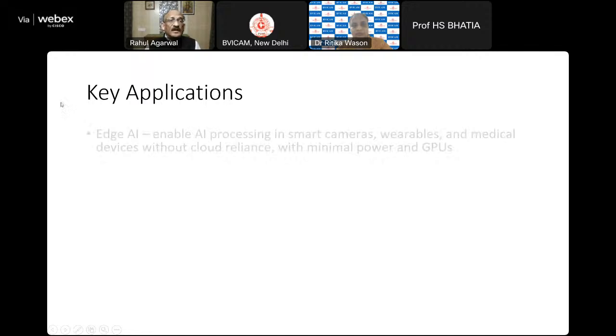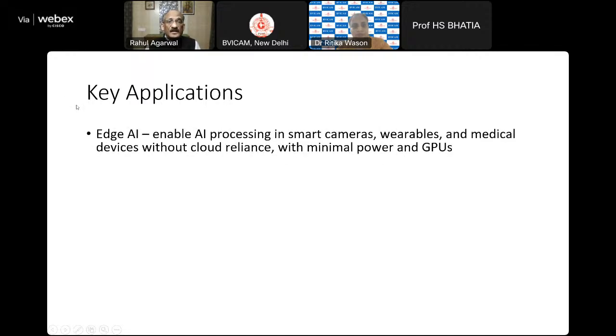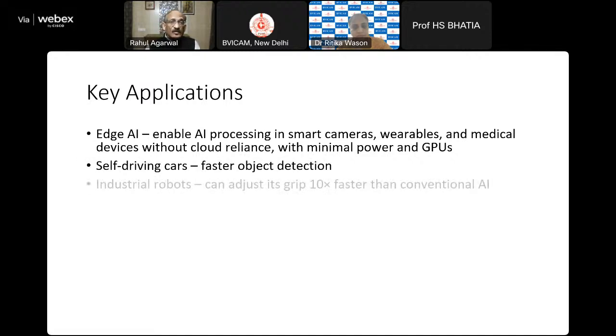So these are some of the key application areas, like in Edge AI, where we can use it for smart cameras, wearables, medical devices. So there's no cloud reliance in such cases. Then self-driving cars, you can have faster object detection, and industrial robots, which can adjust their grip 10 times faster than conventional AI.